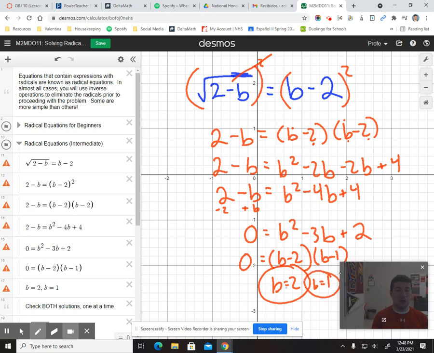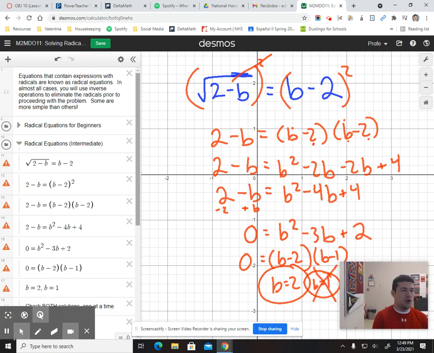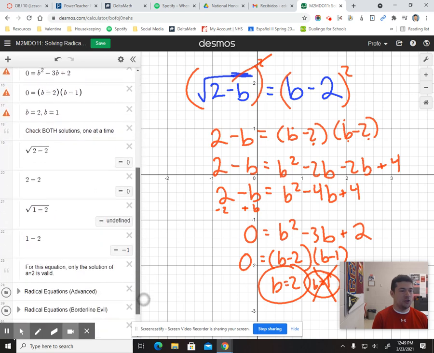Last thing I'm going to do is double check my answer. All right, so I'm going to take b equals 2, substitute it into my original. So that's the square root of 2 minus 2, which is 0. Is that equal to 2 minus 2? 0. Yes. The square root of 2 minus 1, that's 1. Square root of 1 is 1. And then 1 minus 2 is negative 1. So we actually have to reject this second response. b equals 2 is my only valid solution.